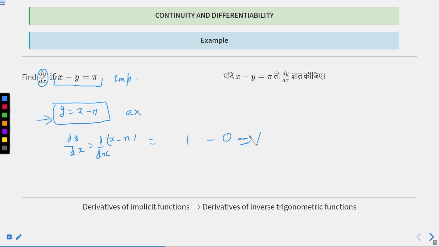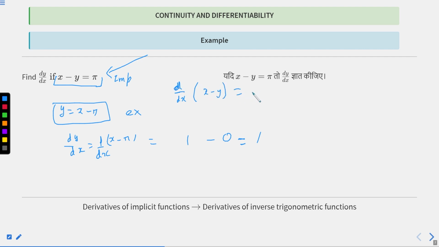But this means what? The same answer I will be getting from this implicit form. Yes? Okay, let's see. So first of all, what do I want? I want the derivative with respect to x. So the same I will be applying: I will apply this operator d by dx on the left and the right hand side.